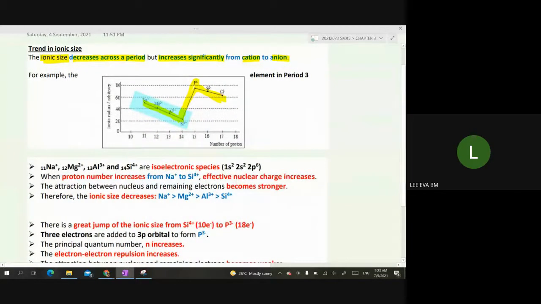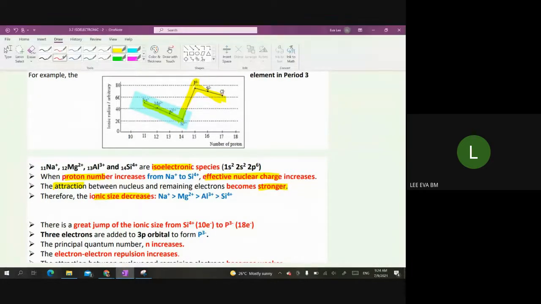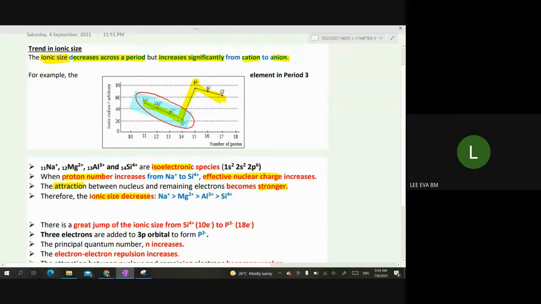Cuma cara presentation dia lain. Tadi kita separate kan? Sekarang kita gabungkan sekali untuk semua elemen dalam period 3. Okay, so sodium to silicon, isoelectronic, same like just now. Proton number increases, effective nuclear charge increases. Attractions become stronger, ionic size decreases. That is to describe the first trend over here.